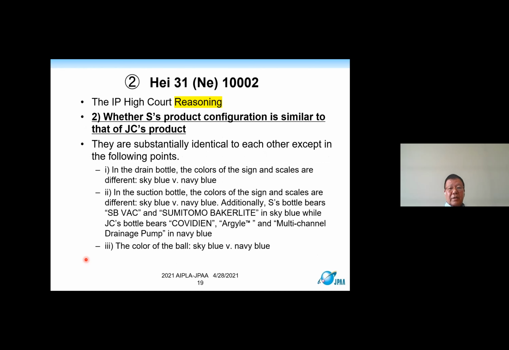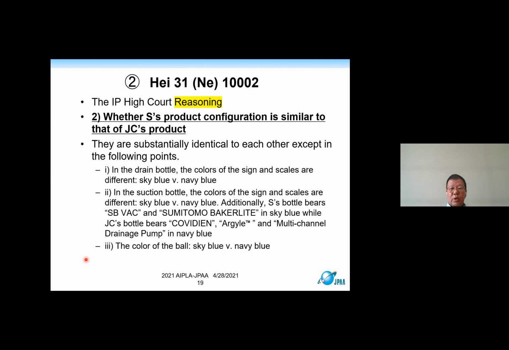they are substantially identical to each other, except in the following points. In the drain bottle, the color of the sign scale is different. Actually, it's sky blue, and the other one is navy blue. And in the suction bottle, the color of the sign scale is different. Again, sky blue and navy blue.